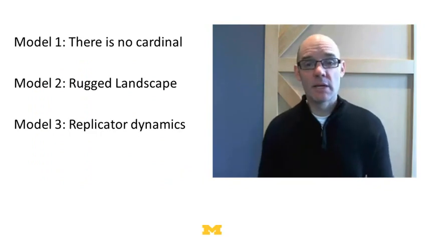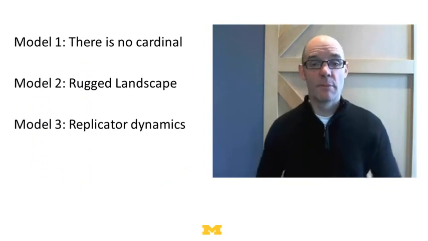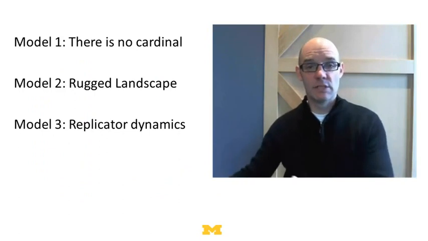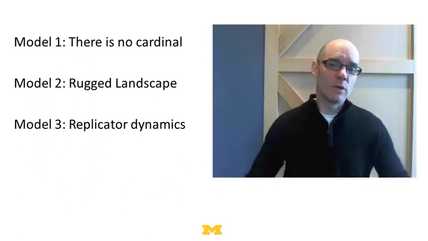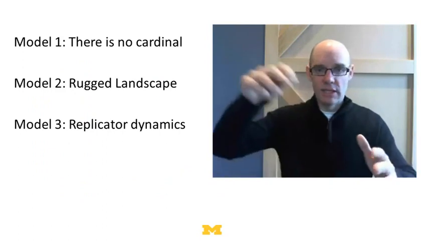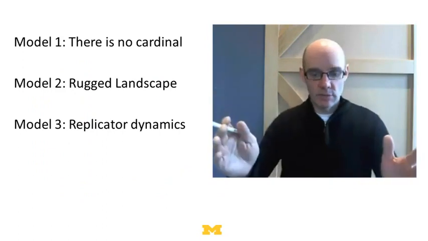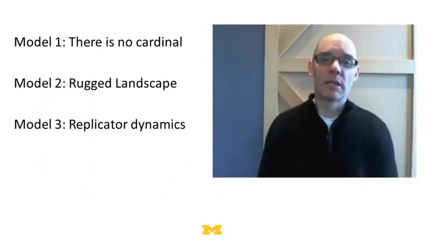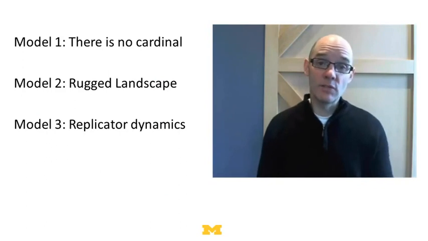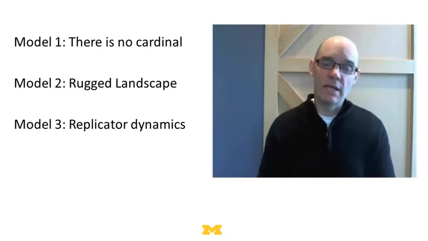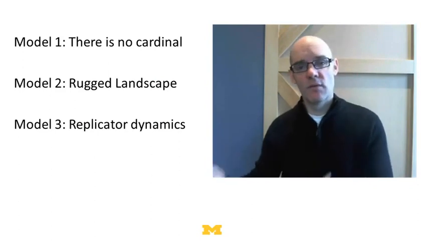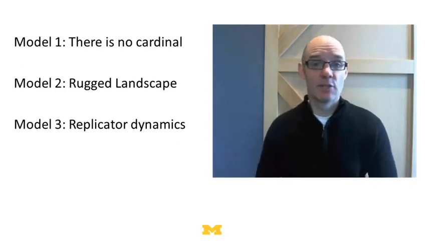So remember we had the model that said there is no cardinal. That meant that there's a lot of variation within a species. Second, we had that model of rugged landscapes. The idea being that when you encode a function, you can think of it as a rugged landscape that you're trying to climb hills. And then third, we've got these models of replicator dynamics. What Fisher's fundamental theorem is going to do is combine all of these models into one and give us an insight about the role that variation plays in adaptation.